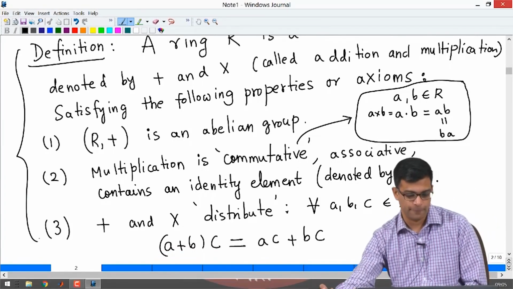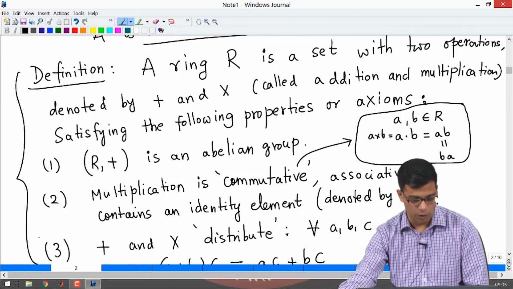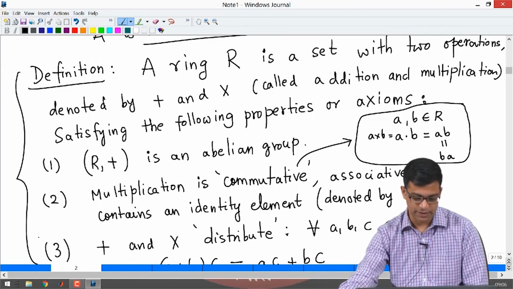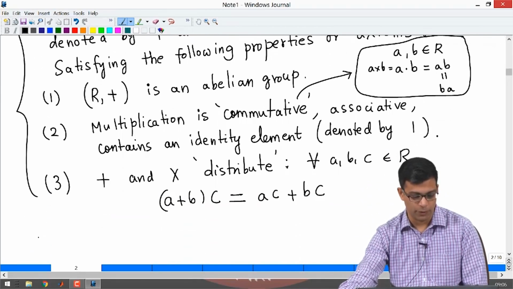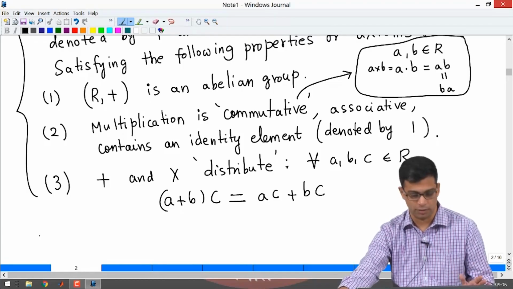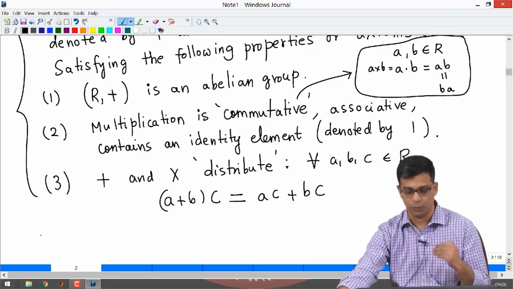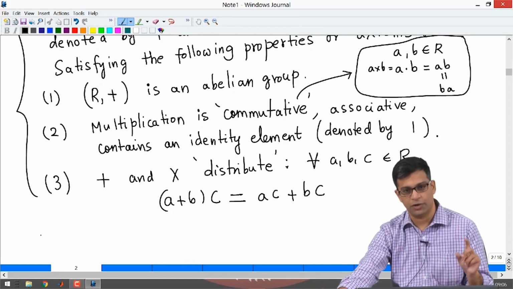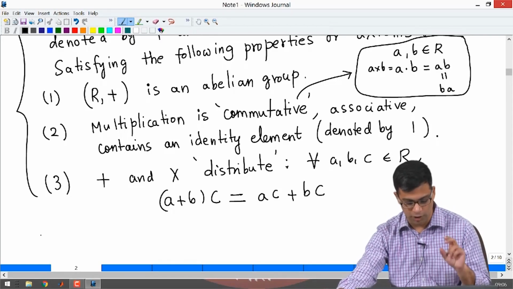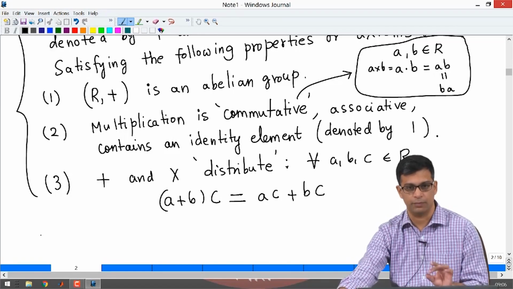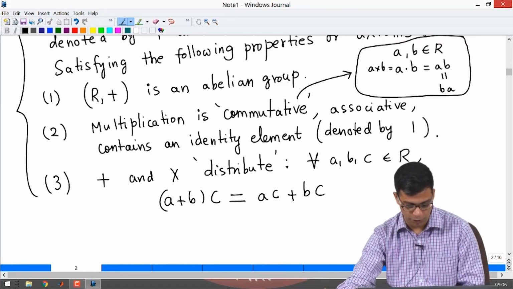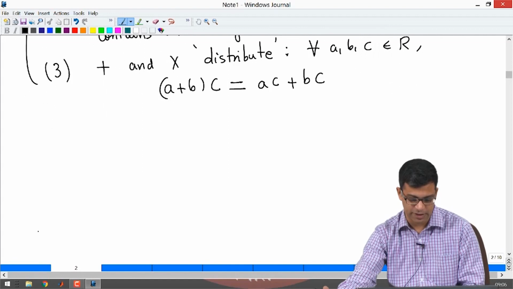So, a ring is a set with two operations denoted plus and times that have the properties. With addition, it is just an abelian group. Multiplication is almost a group except for one property, and plus and times are well behaved in the sense that they satisfy the distributive property: (A plus B) times C is the same as AC plus BC.